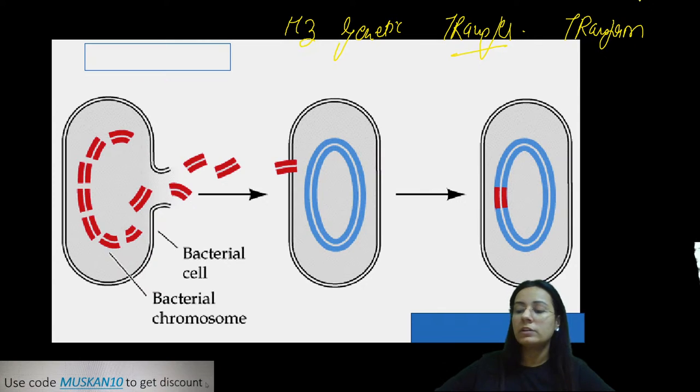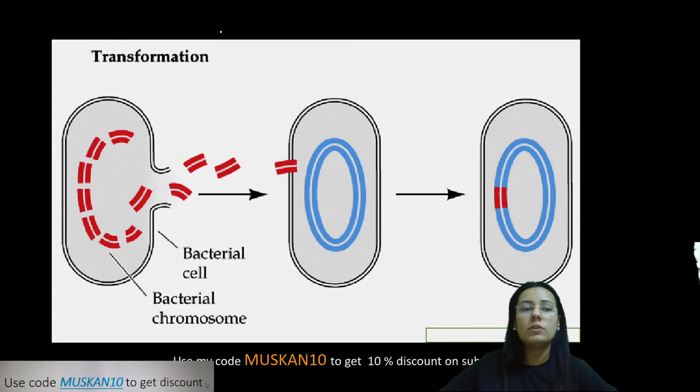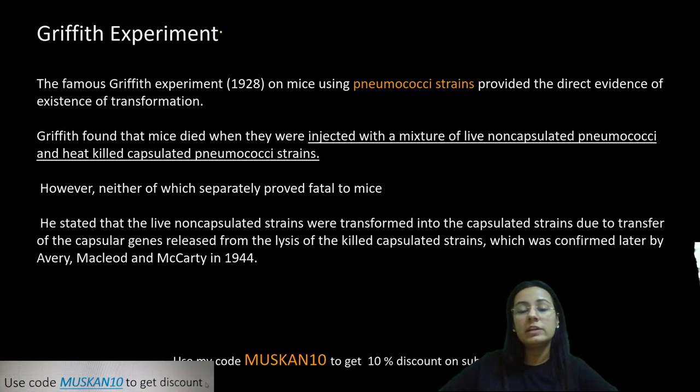Okay, in transformation, what happens is that a bacterium that is about to die will release its DNA content into the environment freely, and this free DNA will be taken up by the adjacent bacteria, but only by those bacteria that are competent, that have the competence factors. Only they will be able to take the DNA from the surrounding material. These are called the competent bacteria, and the DNA will be transferred horizontally and later transferred to their offsprings.